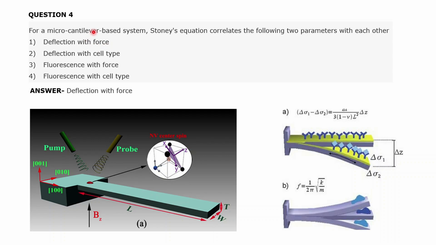And from the earlier question that I said, from that force value that you are getting, you can get an idea of what type of muscle it would be, whether that muscle is properly functioning or not. So that's the basic functioning of a micro cantilever based system.